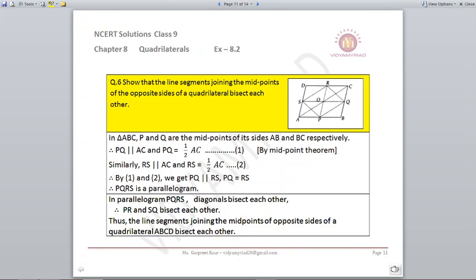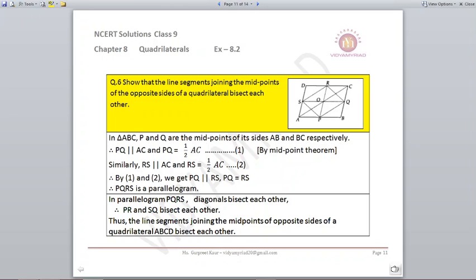Question number 6. Show that the line segment joining the midpoints of the opposite sides of the quadrilateral bisect each other. Again, by midpoint theorem, let us make the first inner quadrilateral as a parallelogram. If we take the triangle ABC, P and Q are the midpoints, so we can say that PQ is parallel to AC and PQ is half of AC.